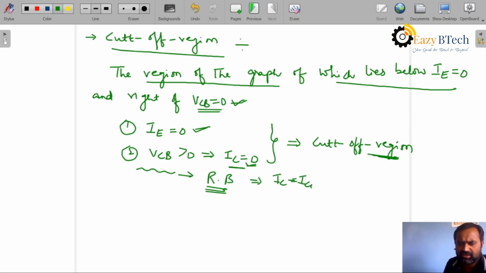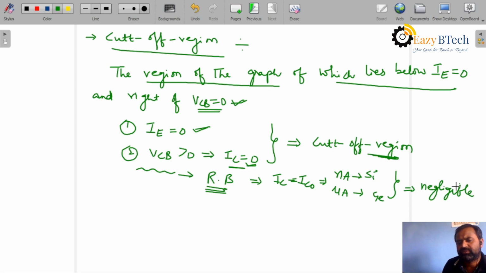The current through the transistor, that is IC equal to ICO, is in the range of nanoamperes for silicon and microamperes for germanium, which is a negligible current. In the cutoff region, the current through the transistor is negligible, that is IE is equal to 0 and IC is equal to 0.